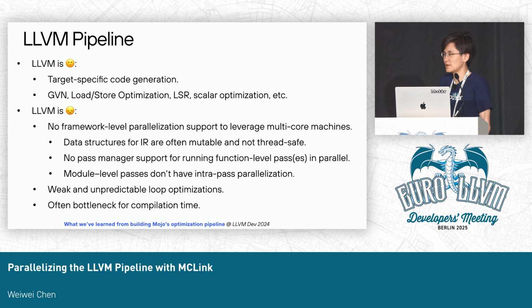One reason to use LLVM is that LLVM is powerful. It's very good for target-specific code generation, and there are a lot of optimizations that we want to use. We don't want to build everything from scratch. LLVM also has some limitations. The biggest limitation is that the framework is not designed for parallelization. Everything is not thread safe, and it's usually a bottleneck for compilation time for systems built on top of LLVM. Also, some of the LLVM optimizations are unpredictable. There are a lot of heuristics. It's like compiler magic, and it's hard to predict the effect.